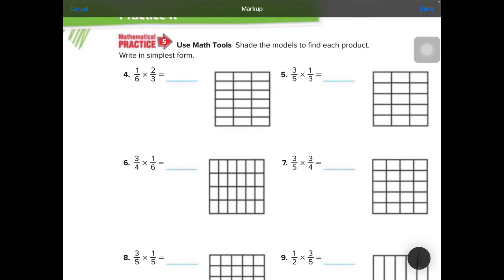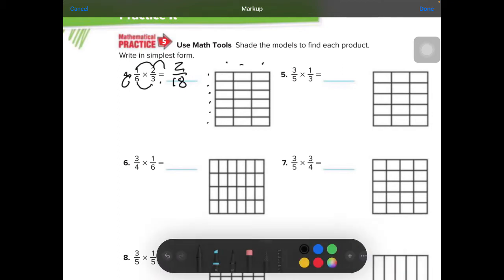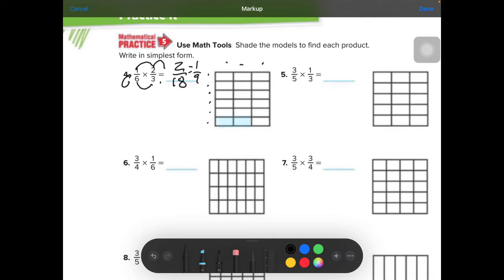Here we go. Now I'm going to have you do the algorithm first and then shade it in. 1 times 2 is 2. 6 times 3 is 18. So there are 6, 1, 2, 3, 4, 5, 6, and then there are 3 columns. So we need to shade 2 out of the 18. So it's going to look like this. 2 out of 18. We have, then it's going to simplify down to 1/9.